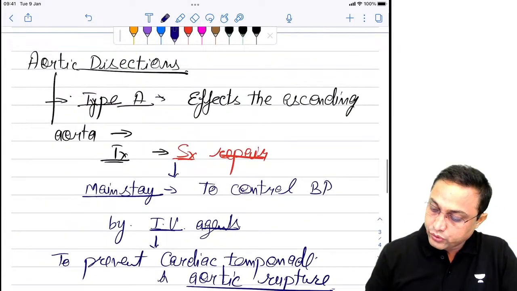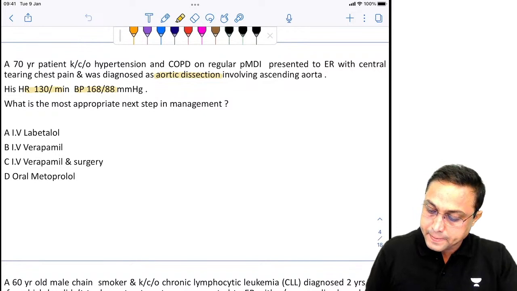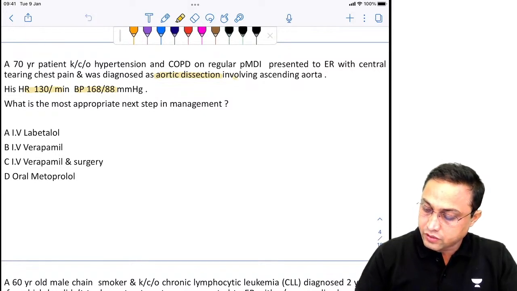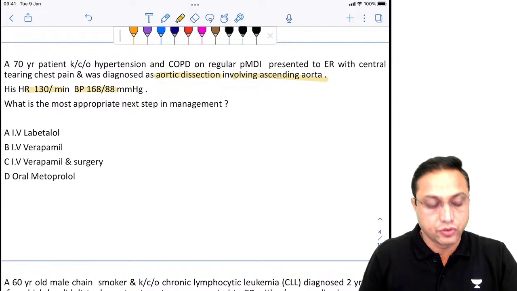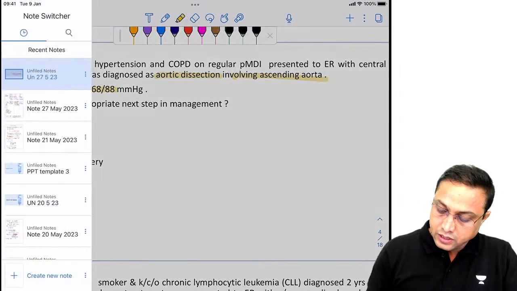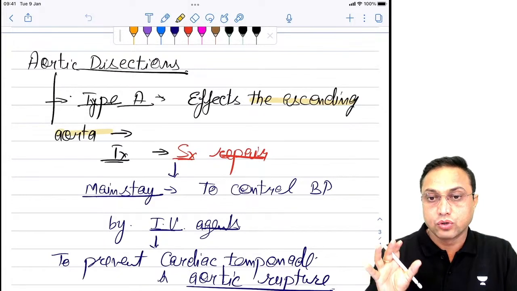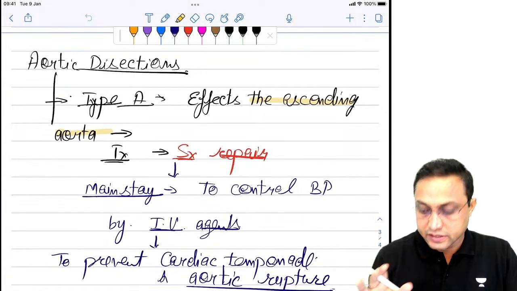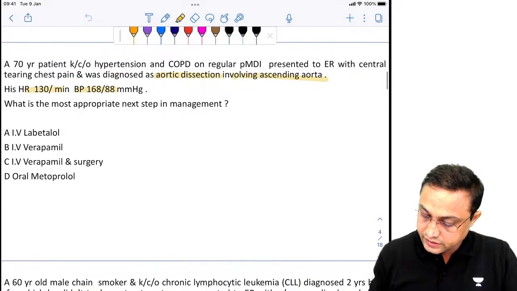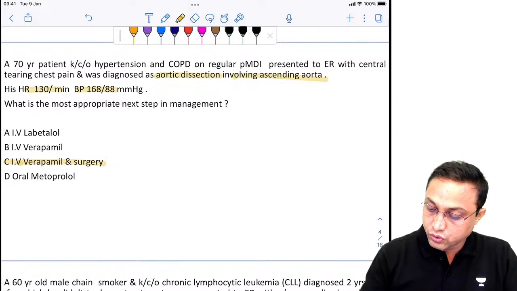Now I have told you that it affects the ascending aorta, so let's see what we had in the question. Here in the question it is the ascending aorta. Understand the concept. Your answer is not going to be A. The answer is going to be C. Why is the answer C?